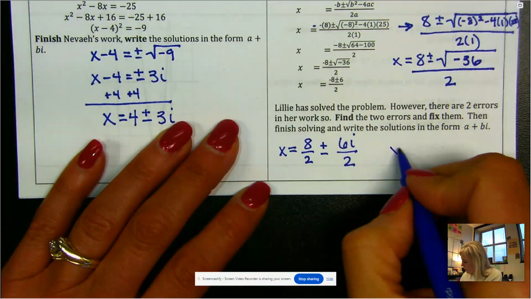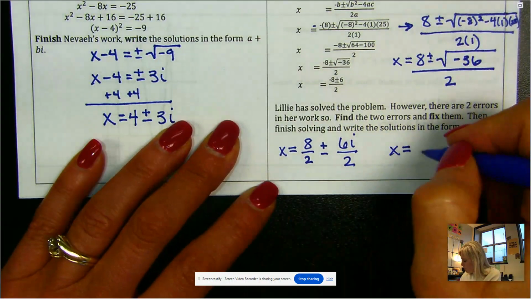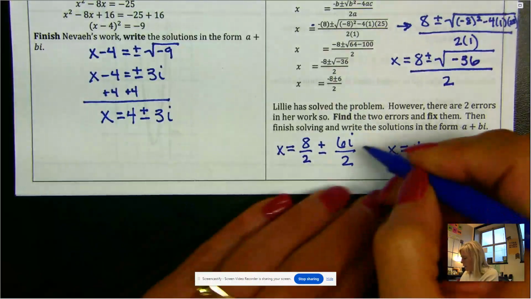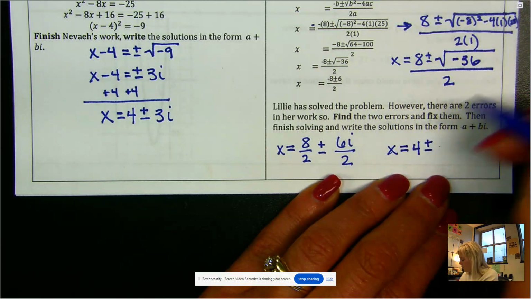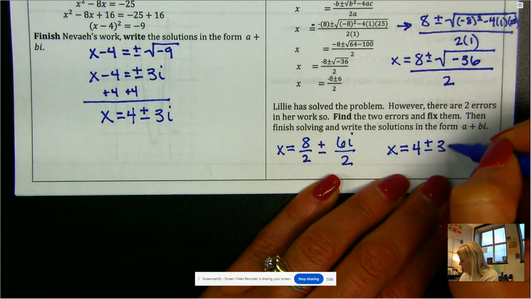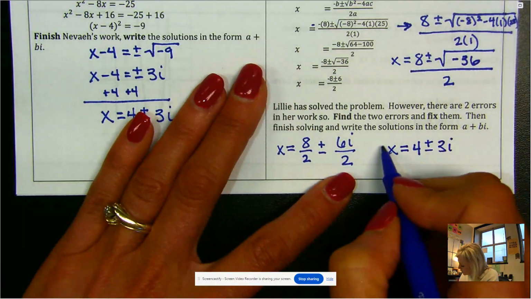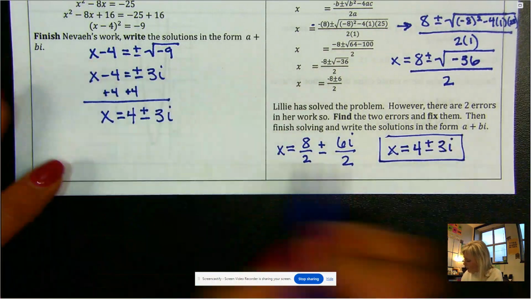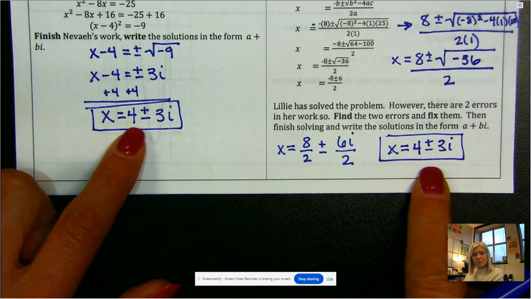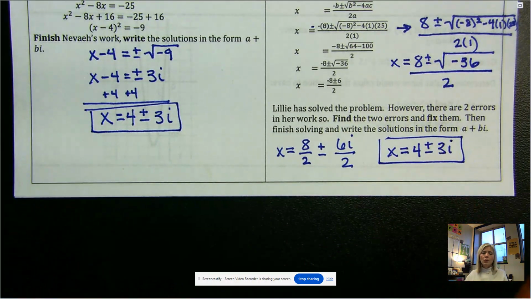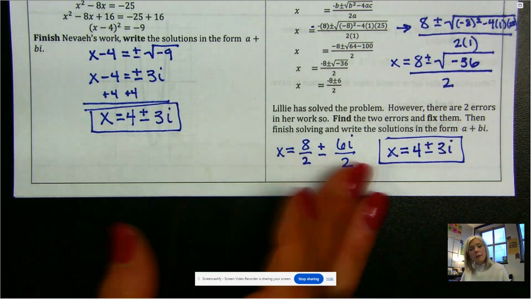8 divided by 2 is 4. And then plus or minus 6i divided by 2 is 3i. So this is the final solution. And if you look on the other side, those are the same. Sometimes when you use the quadratic formula, it doesn't look exactly the same compared to using completing the square, but in this example it did.